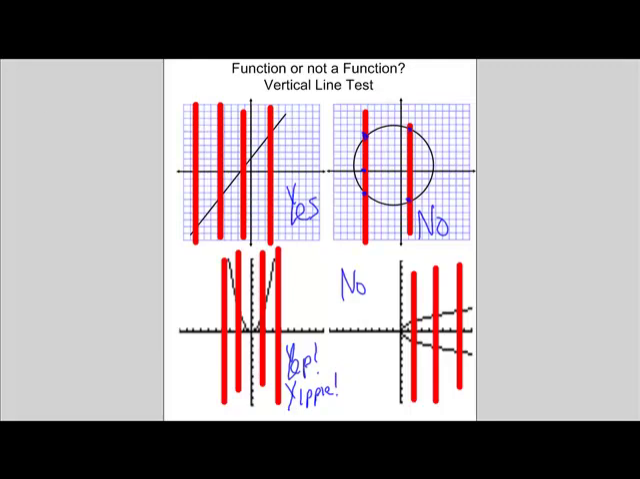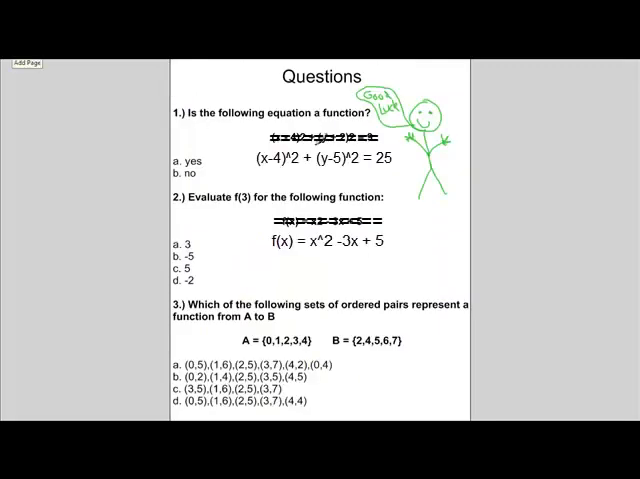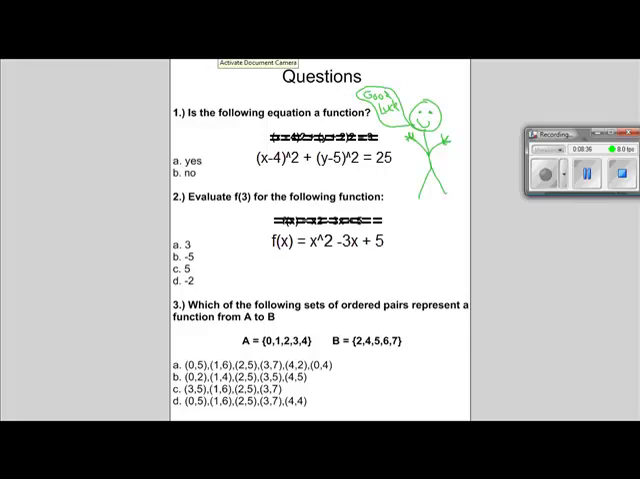Alright. Okay. So go ahead and work on these problems. Little green guy says good luck. And I wish you good luck too.